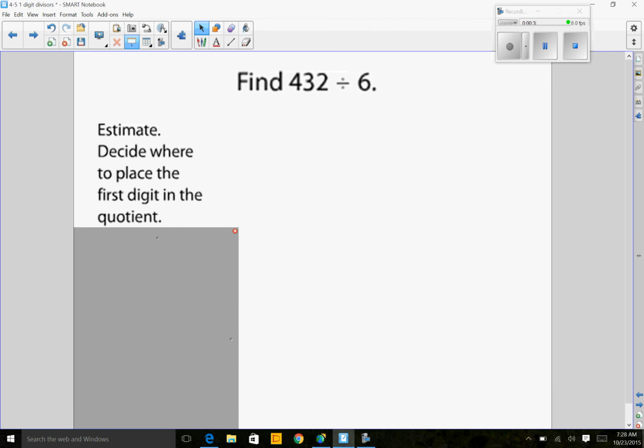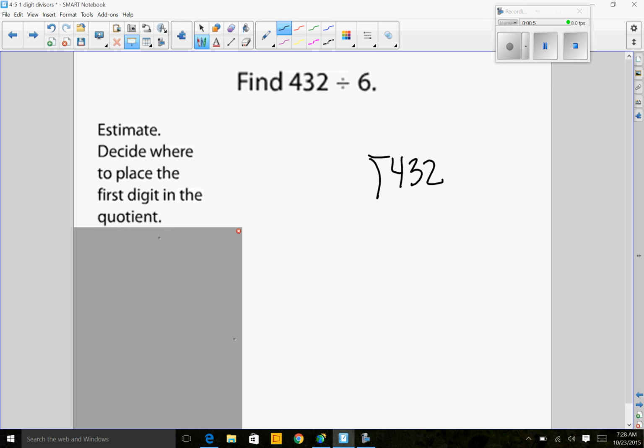The first thing we have to do is write this out. We have to know how to write this out. Remember, it's 432 divided by 6. Remember, we read this way. We read this that way.